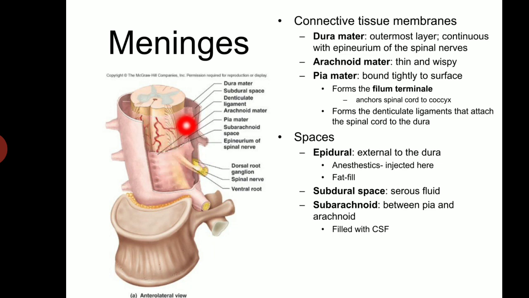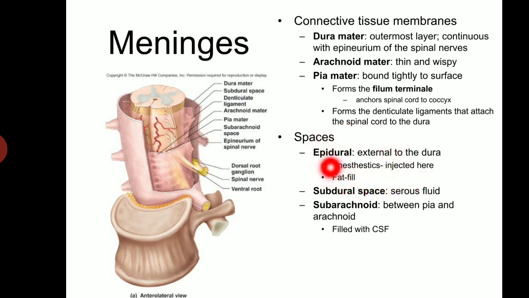And the third layer, which sticks to the spinal cord, is the pia mater, bound tightly to the surface of the spinal cord. Now, what is the importance of this pia mater? It forms the filum terminale, which anchors the spinal cord to the coccyx, and forms the denticulate ligament that attaches the spinal cord to the dura. Now, spaces. The epidural space means external to the dura.